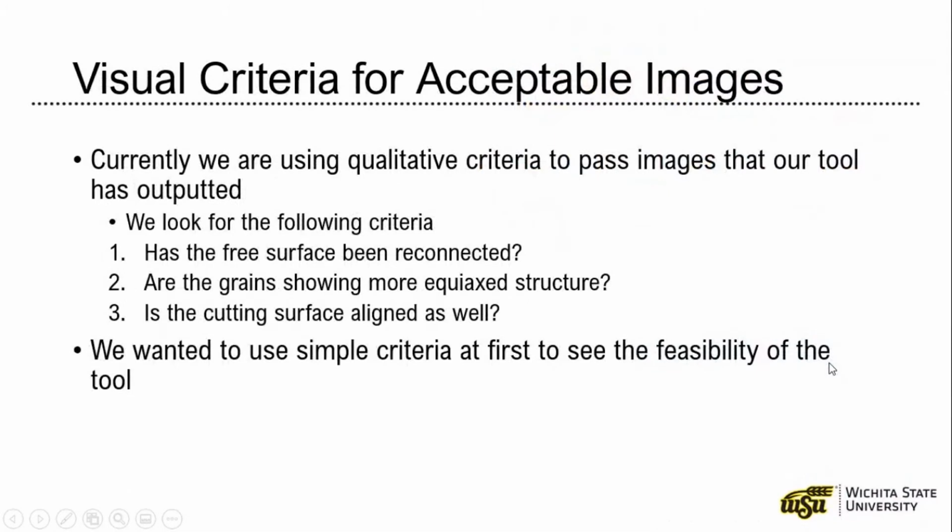Just a note. So what are our visual criteria for acceptable images? Currently, it's all qualitative. We're essentially looking at the picture. We're seeing if the free surface has been reconnected. Are the grains showing more equiaxed structure? And is the cutting surface aligned as well? I'll show all of these three criteria in the next pictures. But mainly we wanted to use these simple criteria at first to see the feasibility of the tool. We didn't want to go into any quantitative measures just yet.